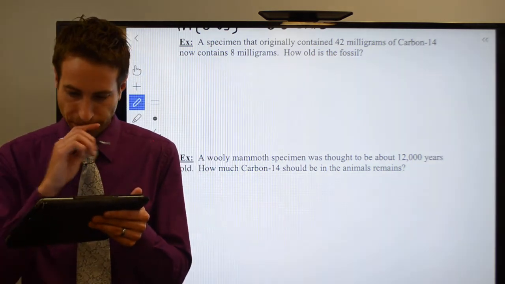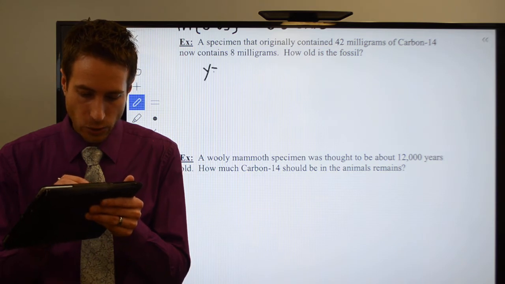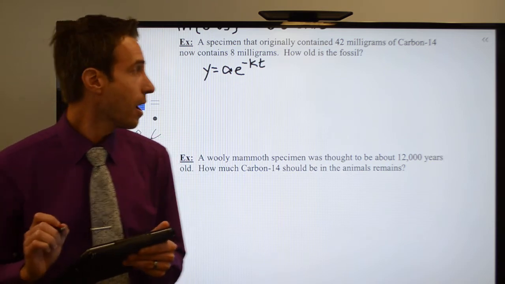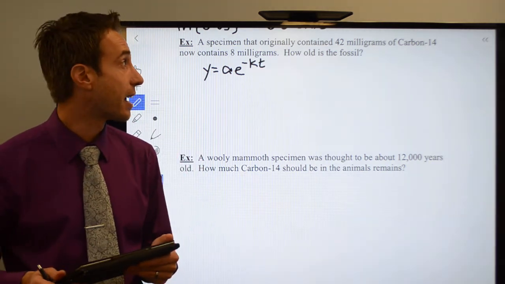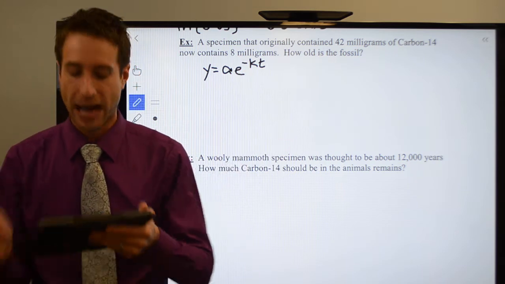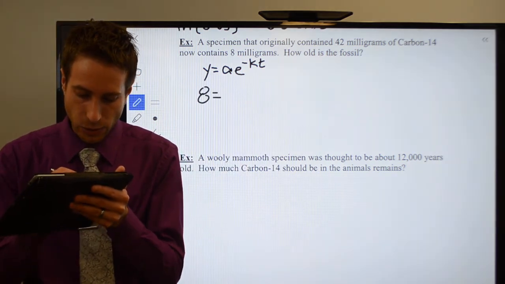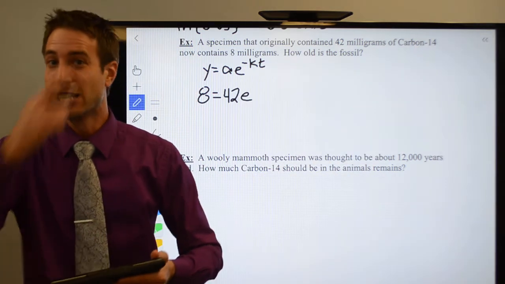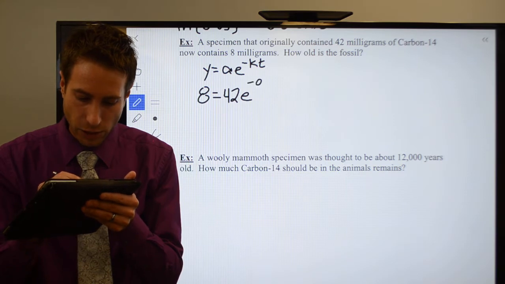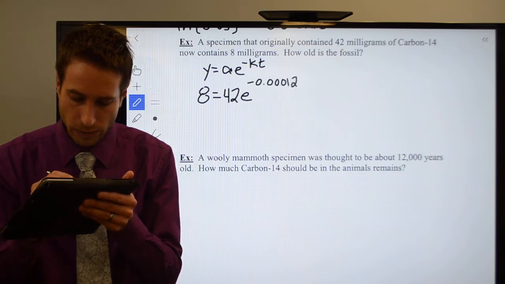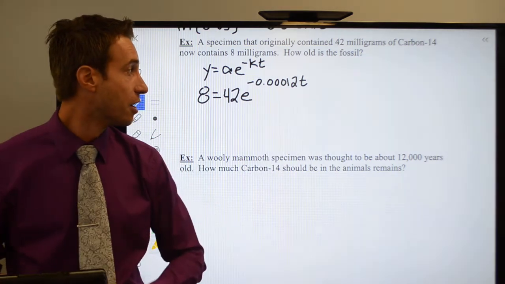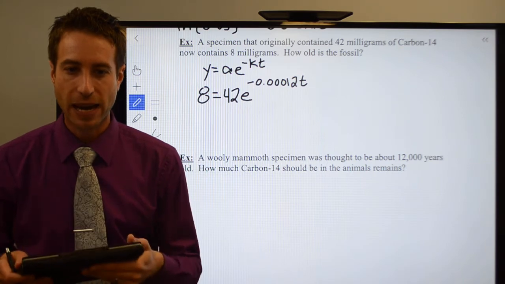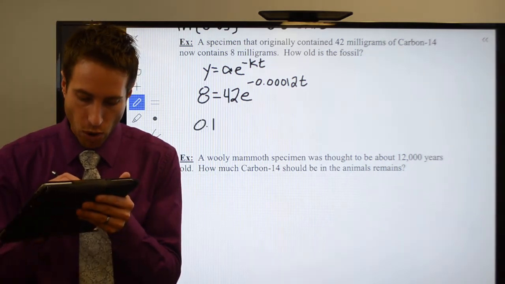Well, here we go. We got y equals a e to the negative kt. In this case, I give you the initial and the final amount. You started with 42. You now have 8. 8 is equal to 42 e to the negative k t. It's carbon-14, so it's that same number we used above, negative 0.00012. And I'm going to be solving for t. Go ahead and divide the 42 to the other side. 8 divided by 42 comes out to be 0.19.